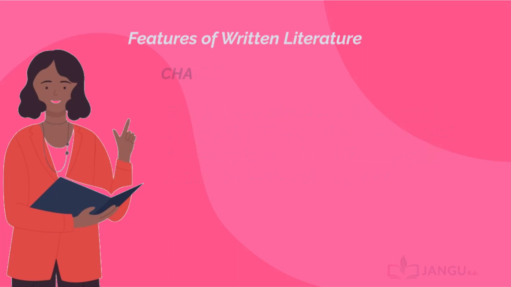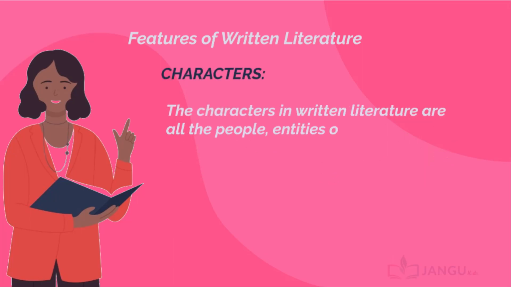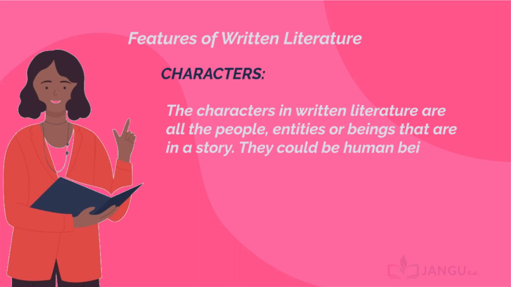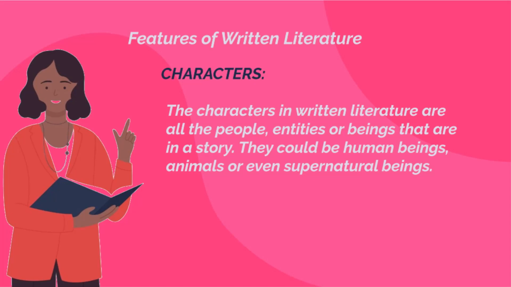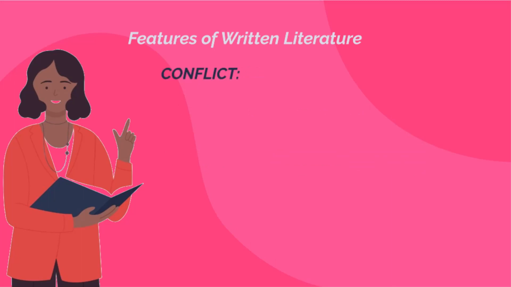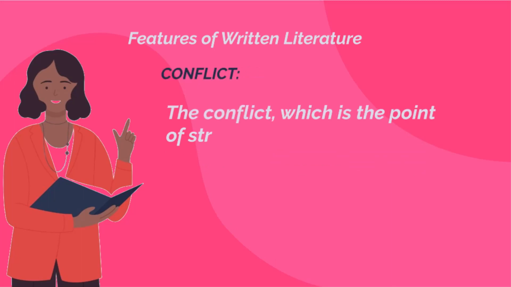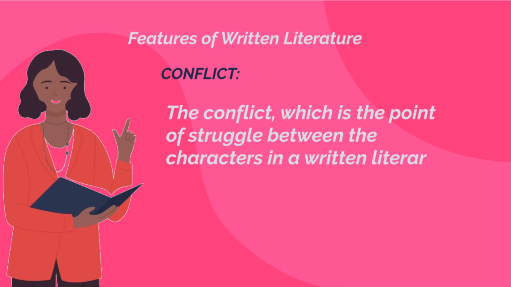The characters. The characters in a written literature are all the people, entities, or beings that are in the story. They could be human beings, animals, or even supernatural beings. Lastly, we have the conflict, which is the point of struggle between the characters in a written literature piece. The conflict is what the characters in a story are struggling to get, avoid, or even overcome.